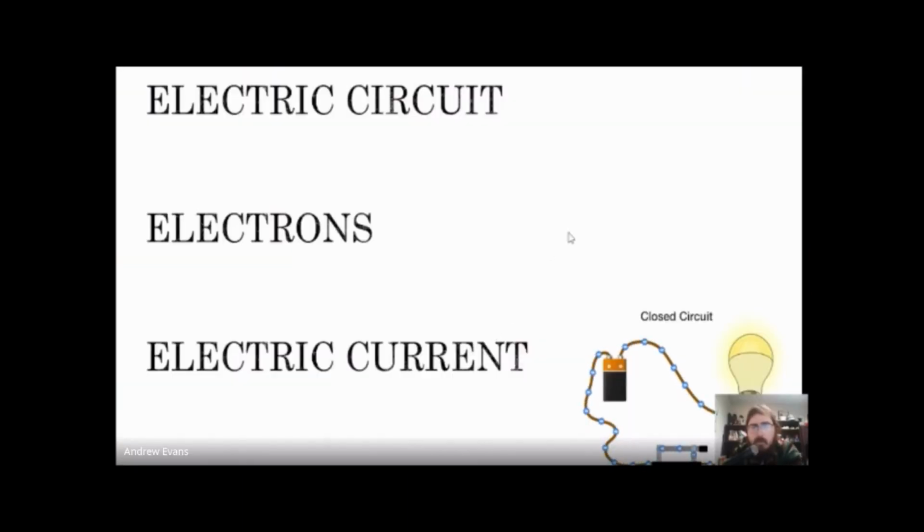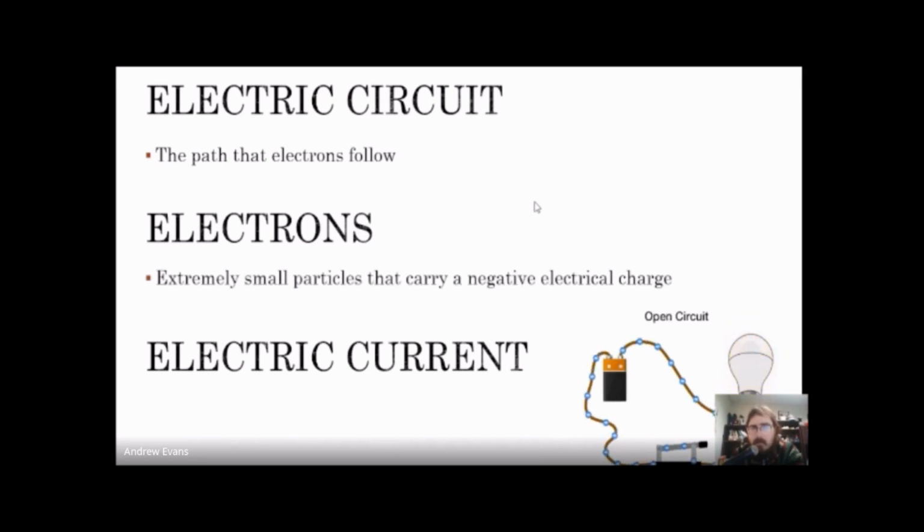That's because the electrical circuit is incomplete. We need the electrical circuit to be complete to make this flow. The electrical circuit is the path that electrons will follow to make the light bulb light up. Electrons are simply extremely small particles that carry a negative electrical charge. They're going to run from the batteries all the way to the light bulb, and they have to complete the circuit or else they won't go.